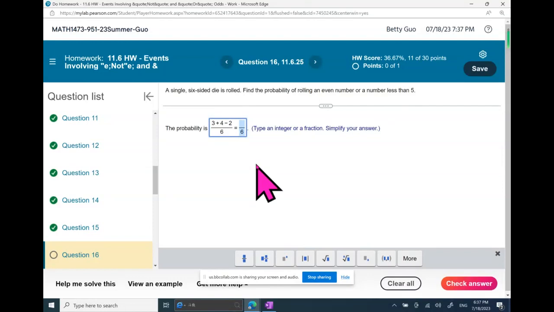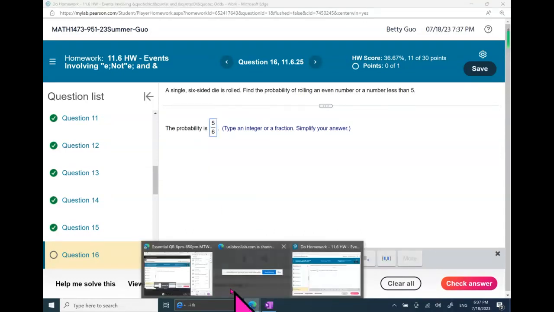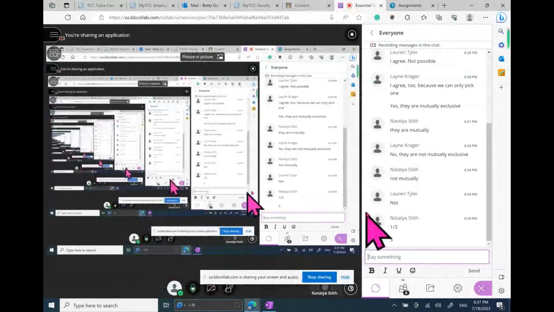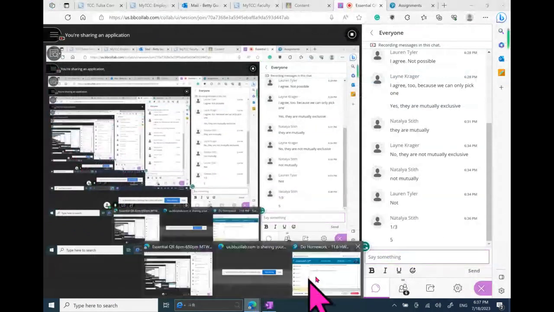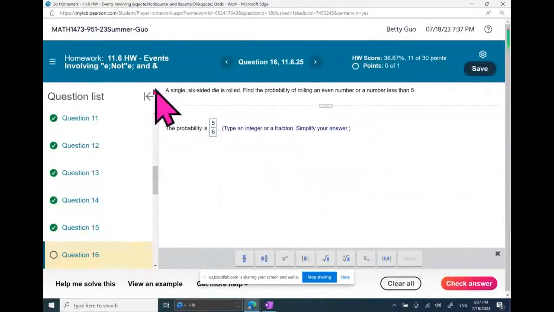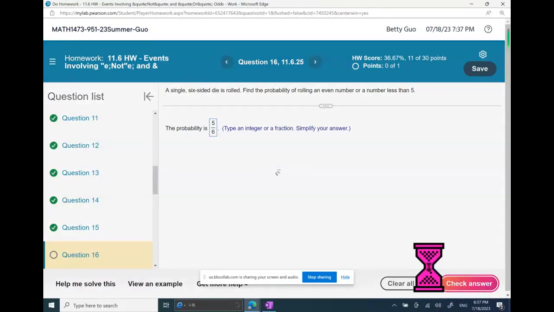So denominator is 6, numerator 3 plus 4 minus 2. 7 minus 2 is 5, right? Am I right? So 5 over 6 is the answer. 5 over 6 is already simplified. Yeah, 5 over 6. Awesome. Very good. Does that make sense? This is the first problem where the 2 events are not mutually exclusive. We'll see more.